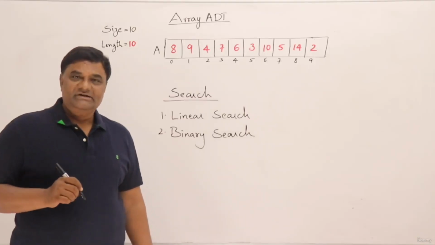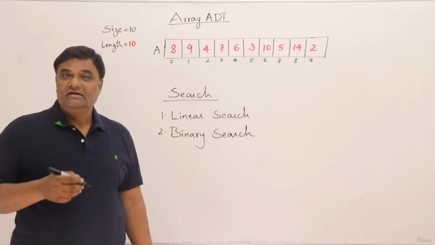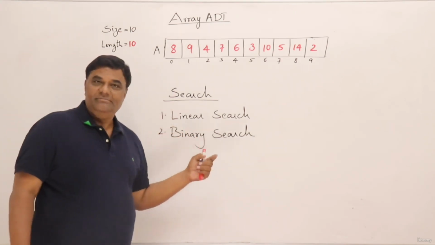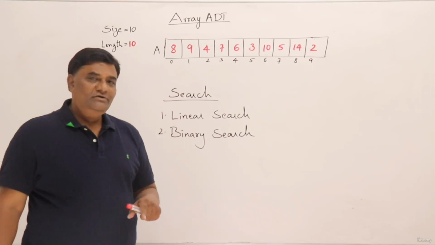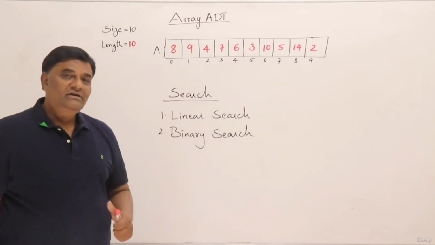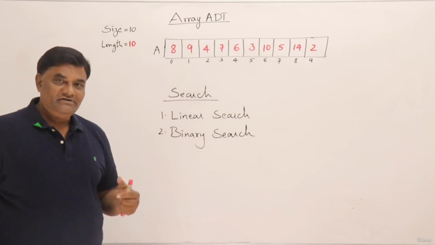Let us look at search methods in an array. There are two search methods. One is linear search and the second one is binary search. So in this video, we'll look at linear search, and in the next video, we will talk about binary search. So let us look at linear search.